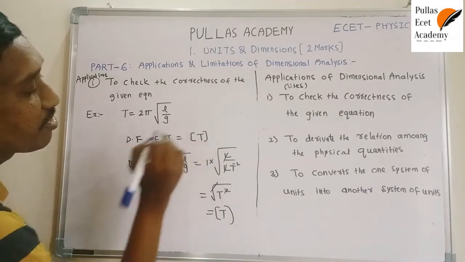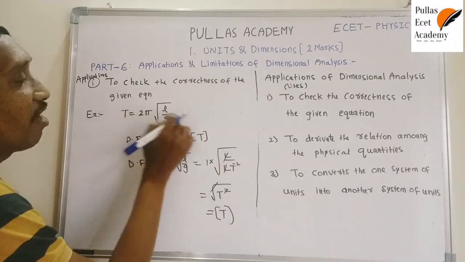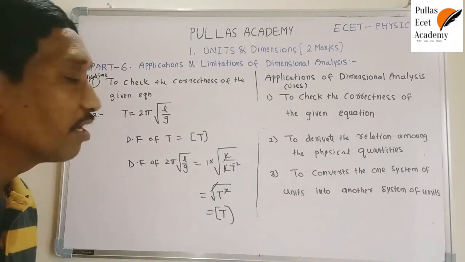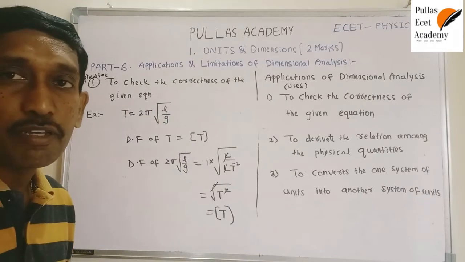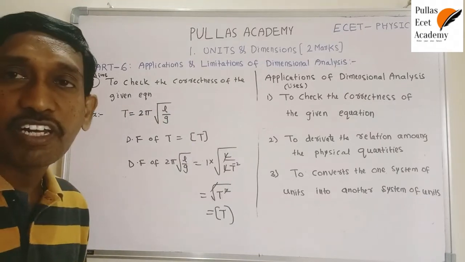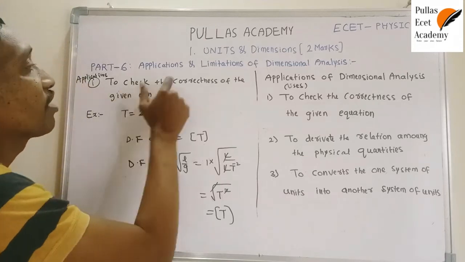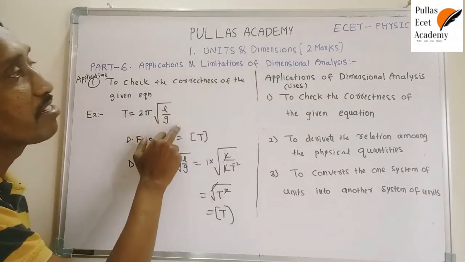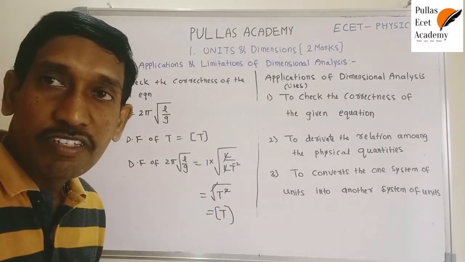So the dimensional formula of 2π into the square root of L by g is T, and the dimensional formula of T is T. That means these two are similar. The dimensional formula of LHS and RHS is similar. Then what you understood? It obeys the principle of homogeneity. Then understood this equation is also dimensionally correct. This is the procedure to understand whether the given equation is dimensionally correct or not. This is called checking the correctness of the given equation. How to understand? By applications of dimensions. That's why this is an application of dimensional analysis.